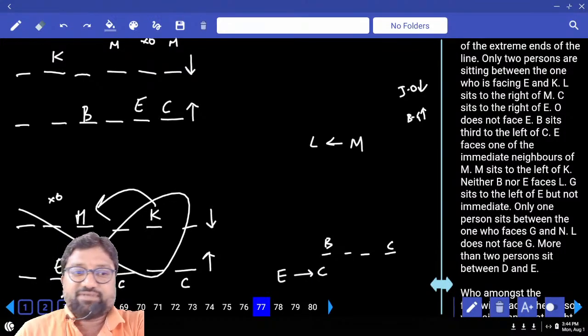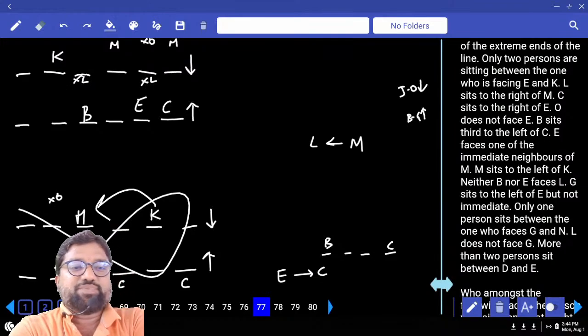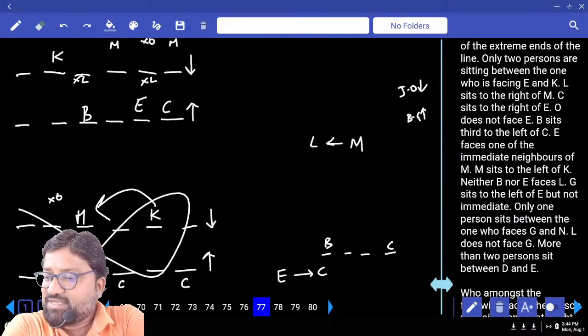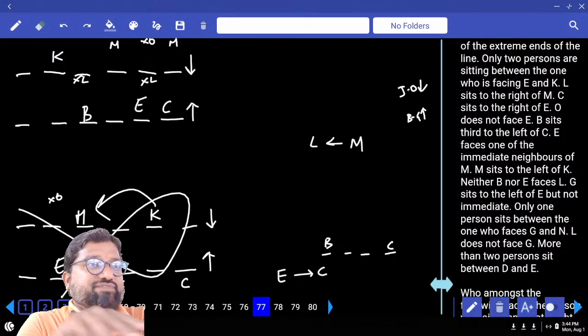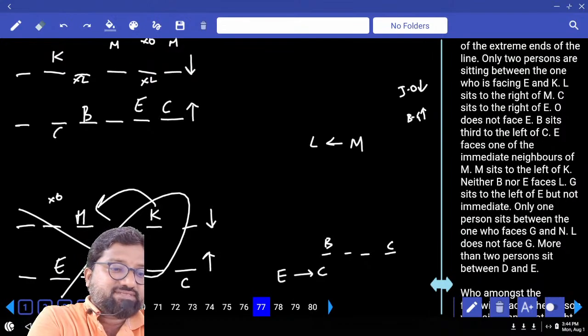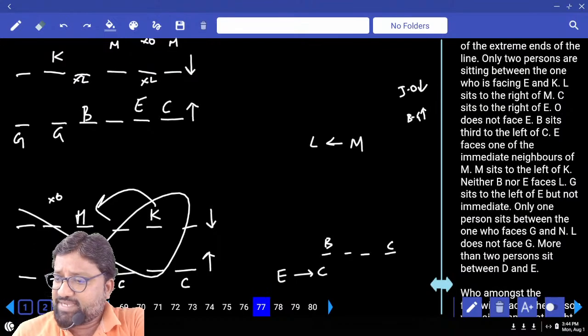neither B nor E faces L. G sits to the left of E but not immediate. G sits to the left of E but not immediate. And this is G or this is. Next.